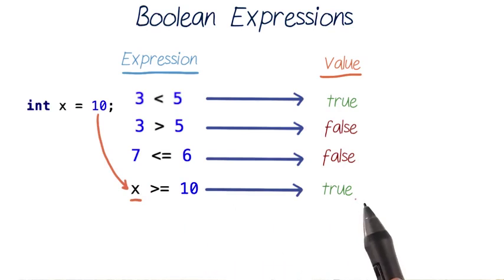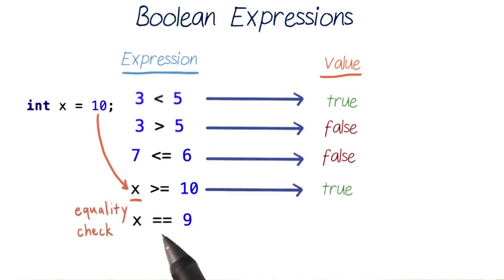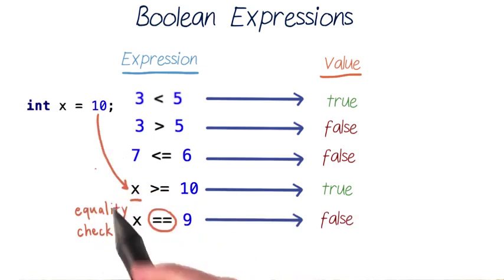the expression is true. And if we want to only test for equality, we use double equal signs, so we can test something like if x is equal to 9. And since 10 is not equal to 9, this expression will evaluate to false. And let's look at this equality check in detail.